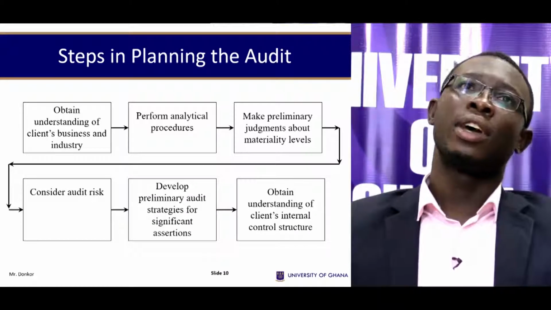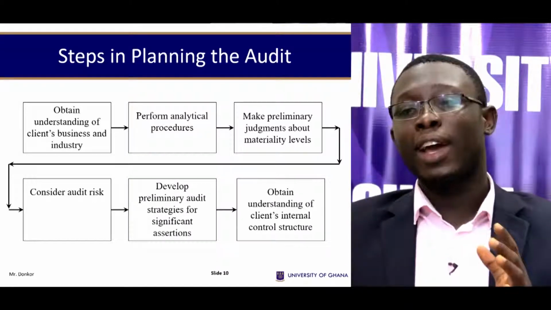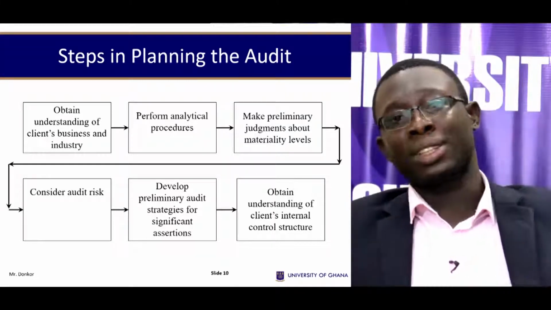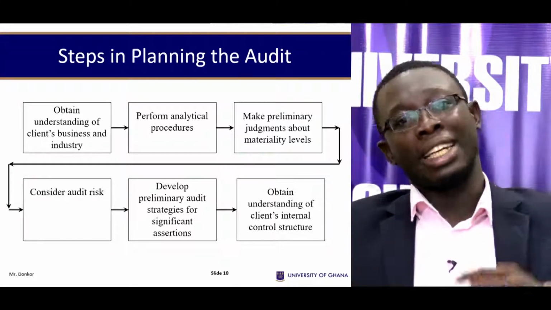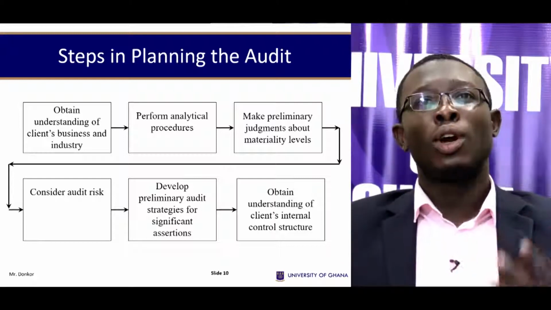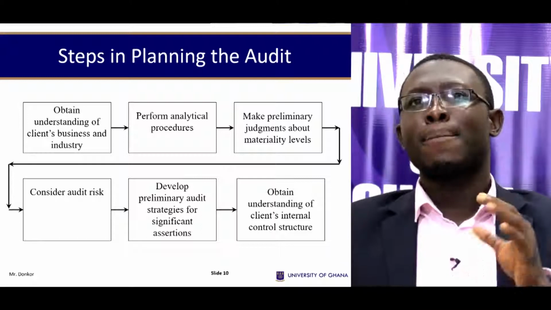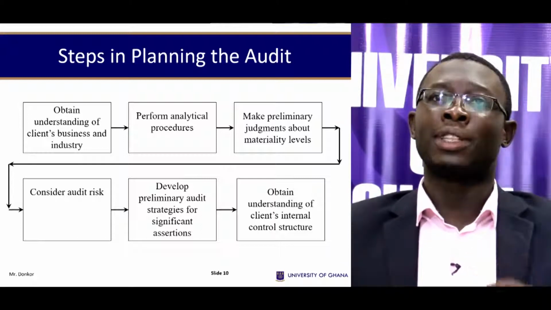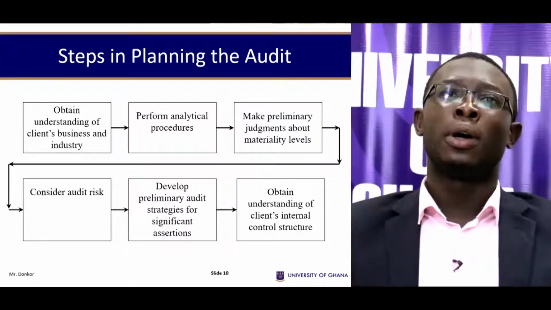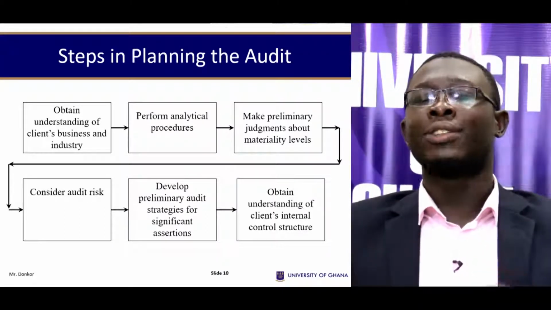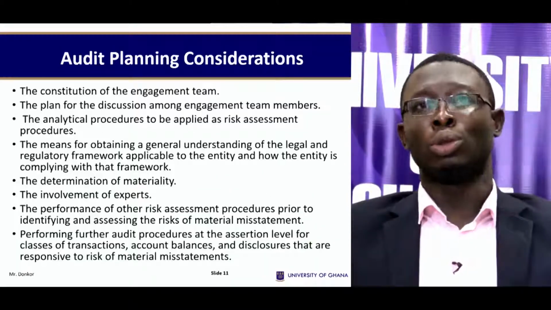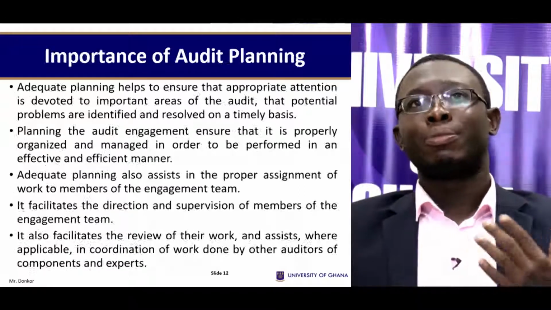What are the steps in planning the audit? The first is to obtain an understanding of the client's business and industry. At least you should understand the activities of the client and the industry it falls in. Perform certain analytical procedures to help you put things in place. Make preliminary judgments about materiality levels. Consider audit risk. Develop audit strategies for significant assertions and obtain an understanding of the client's internal control structure.